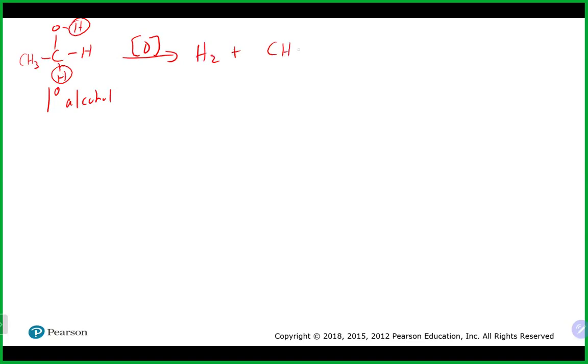As we saw earlier, once again, we're going to start with our primary alcohol, and we're going to oxidize it. The definition of oxidation here is that hydrogen is going to be taken off, and that is going to make our aldehyde here. As I mentioned earlier, you can continue to oxidize the aldehyde one more time.